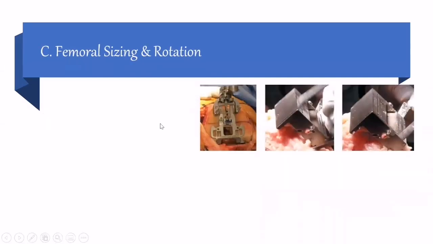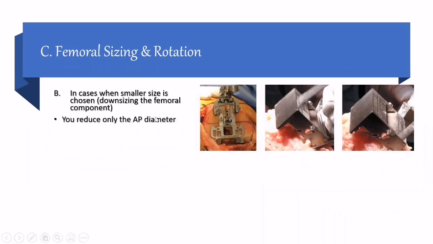Okay, what about femoral sizing and rotation? Still we are sizing and we choose a larger one. But what about a smaller one? If we are choosing a smaller one, you want to reduce only the anteroposterior diameter. This is the jig where you put both feet under the posterior condyle. And here you can put the stylus on the anterior cortex. And then you put these pins in order to make the exact size. Before you start with these cutting boxes, you reduce only the AP diameter.